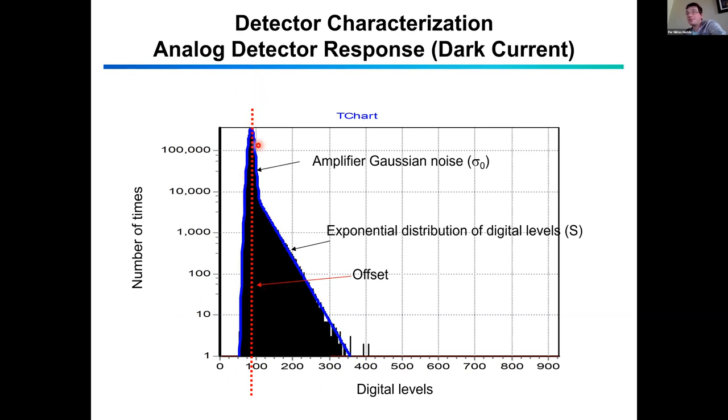You have an offset highlighted by this dotted vertical line. Then we have this kind of bell-shaped curve, which is the amplifier noise, in this case Gaussian noise. And then we have this exponential distribution of the signal levels, which is this digital level to actual photon counts conversion factor. So what you do on your instrument is you record the dark current, and then you plug it into the program, and then you can have the program determine those three factors.